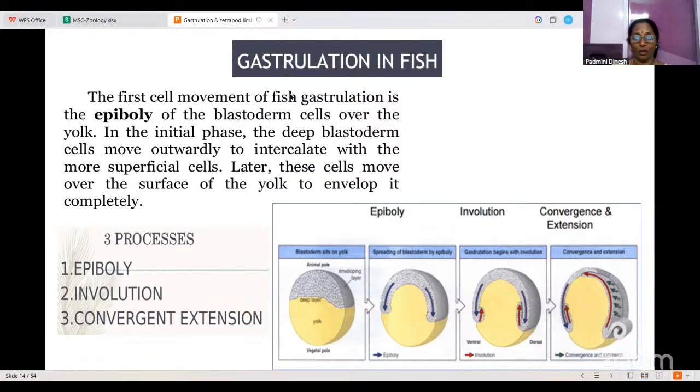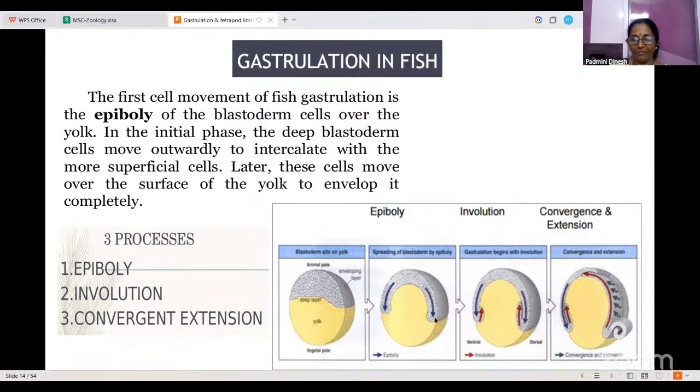In Amphioxus, we saw invagination, involution, and then epibole. Here, it is going to be the epibole that is going to be formed, that is covering up of the cells. So later in this, you're going to see three processes: epibole, involution, and convergent extension. Convergent extension is once the cells are formed, they're going to extend around. That is called convergent extension. So we'll talk about this.